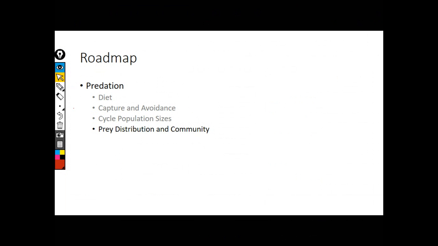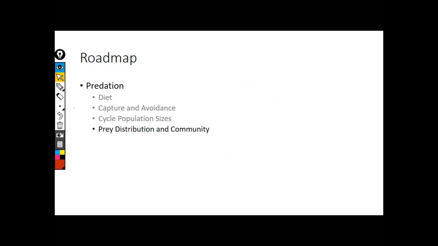So, for our last segment before the test, we are going to look at what's called prey distribution and community, but really it's looking at this community aspect, where we left our last topic, this population cycle piece, talking about how we know that most predator and prey relationships are not super tightly linked, largely because there's usually more than one predator and one prey involved.